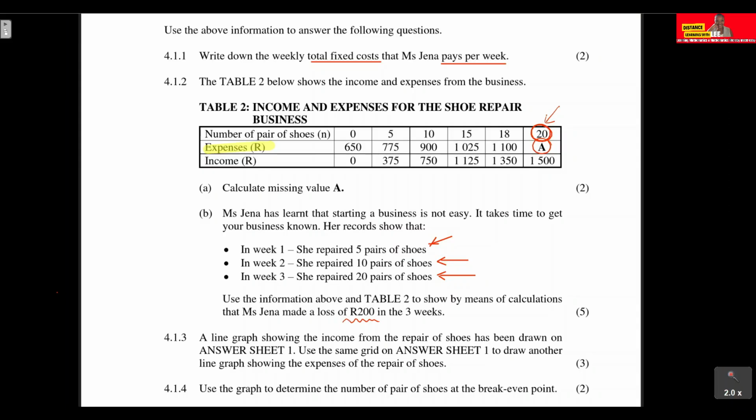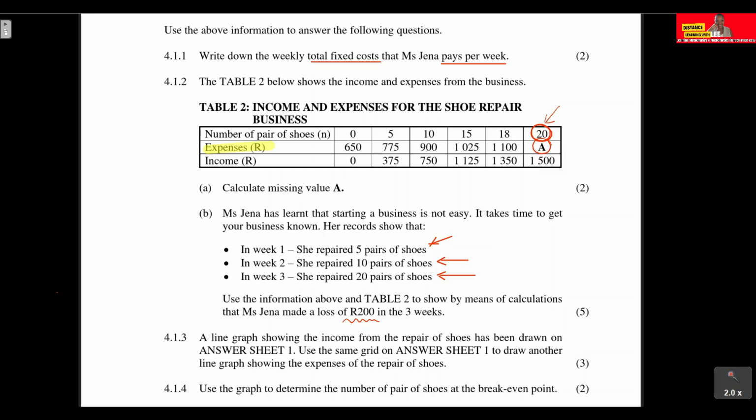Okay, so I'm going to take that approach to help you guys see that she actually makes a loss of 200 rand. Like I mentioned, we're going to calculate the profit that she makes in week 1, the profit in week 2, and the profit in week 3. If we get a negative, that tells us that she made a loss. After that, we just add up all the profits together, and the answer that we'll get will show that she made a loss of 200 rand.